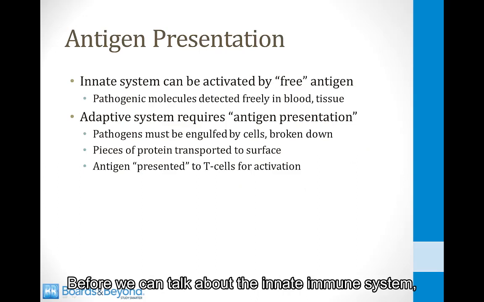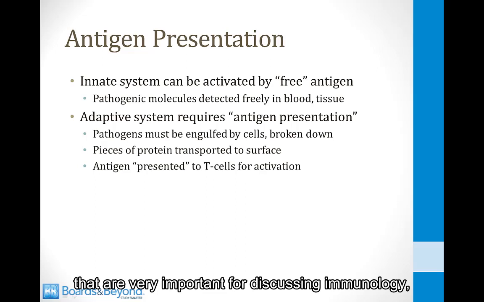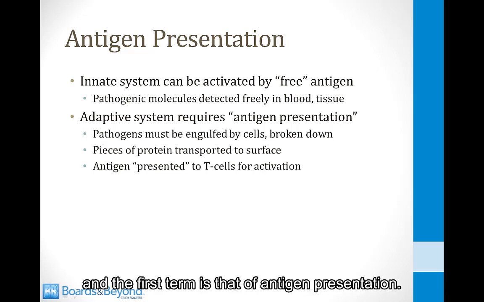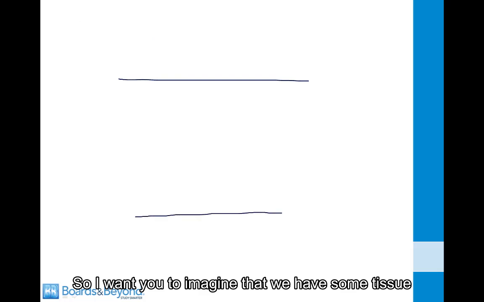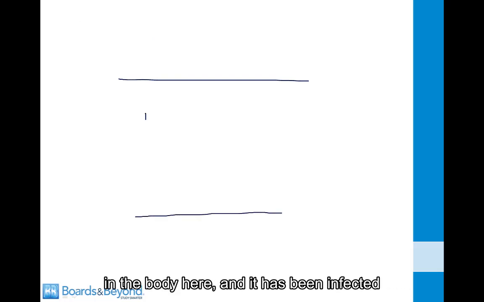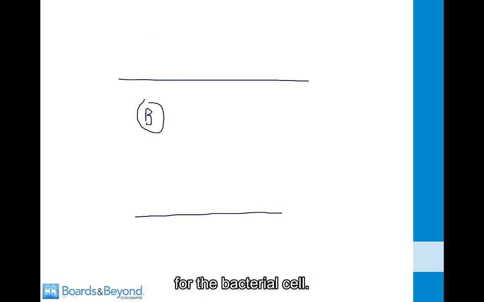Before we can talk about the innate immune system, we have to define a number of terms that are very important for discussing immunology. And the first term is that of antigen presentation. So I want you to imagine that we have some tissue in the body here, and it has been infected by a bacterial cell. I'll draw a little circle around a B here for the bacterial cell.